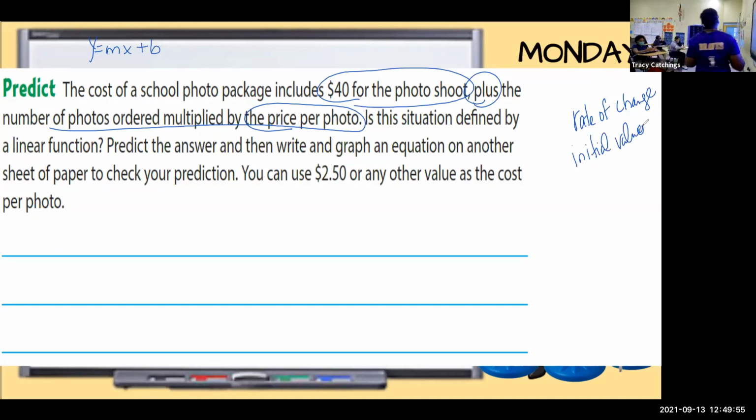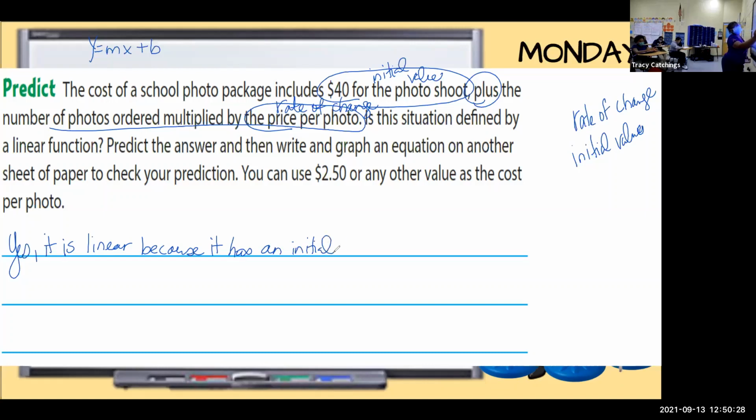So based on that scenario, we got $40 for a photo shoot, and then the price per photo. So yet again, I'm gonna ask you, is it a linear function? Yes. What's my rationale? It has an initial value of 40 and a rate of change, the price per photo.